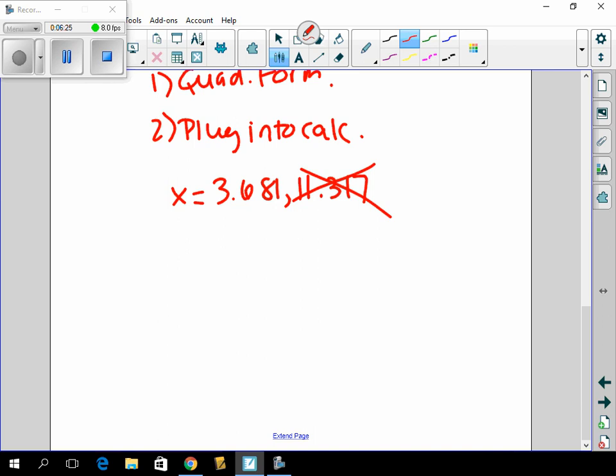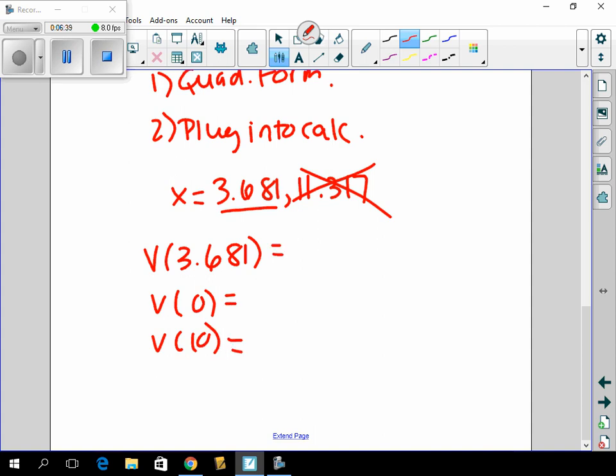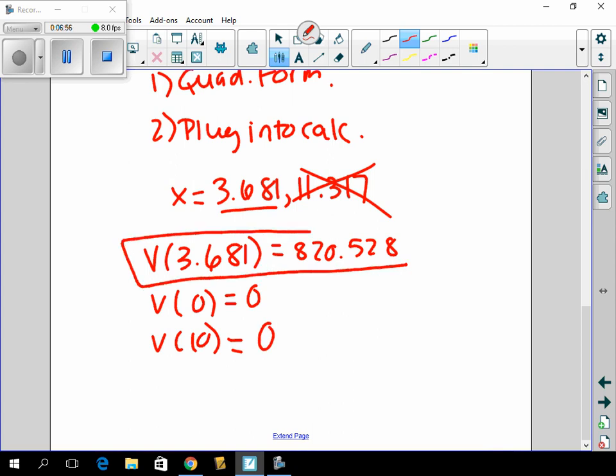So now I'm going to look at where my volume is when x is 3.681, and I also have to check those endpoints. When I plug in 3.681, I should get 820.528. When I plug in 0, I get 0. And when I plug in 10, I get 0. So this is the obvious solution.